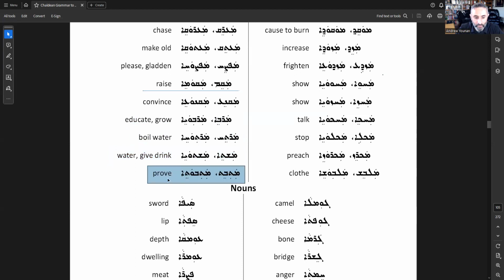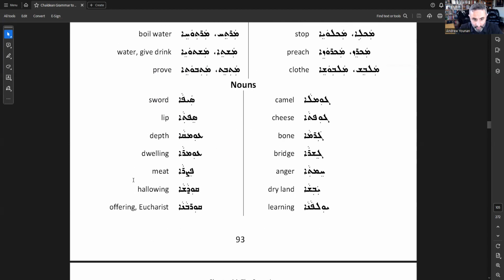Methbit, methbote is to prove. That's your thabit, I guess, is for it to be settled. And methbit is to prove or to settle something. Okay, lots of vocab here.